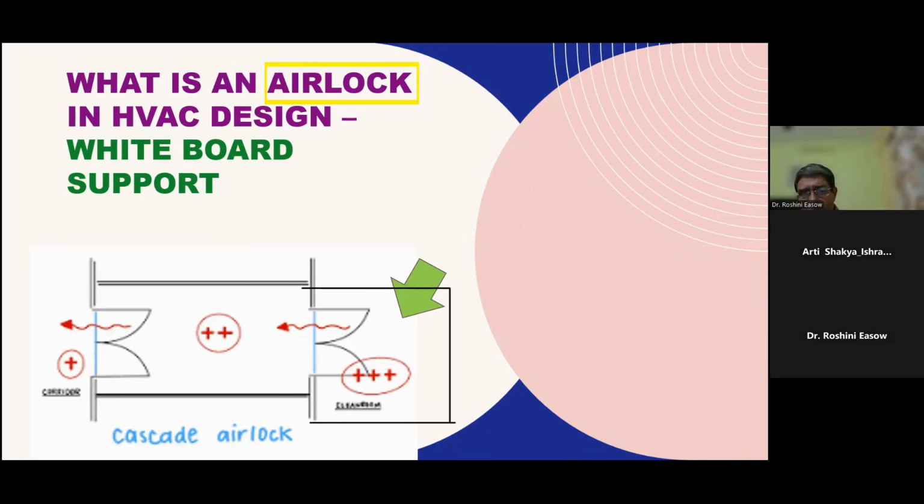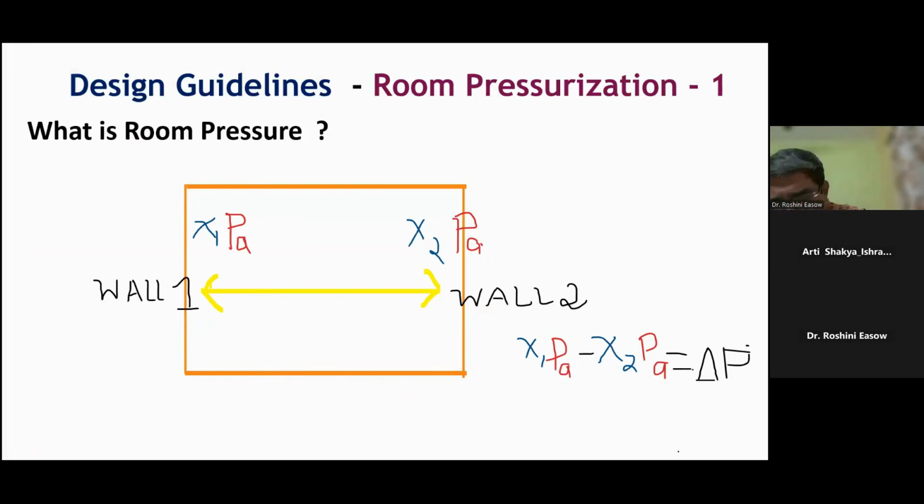This cascade airlock means on one side it will be a very high positive pressure and slowly it will be a lower pressure and lower pressure. This technology is used for bone marrow transplantations. Before going further, let us understand what actually the room pressure is.